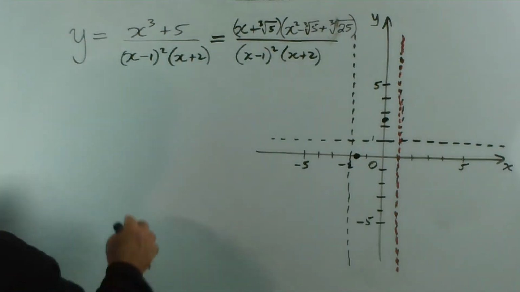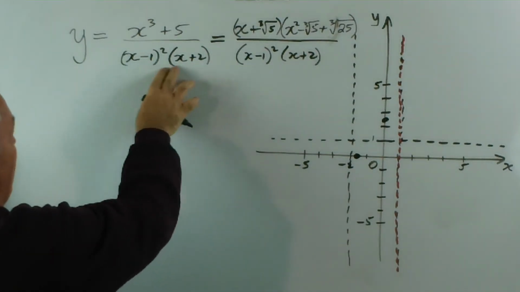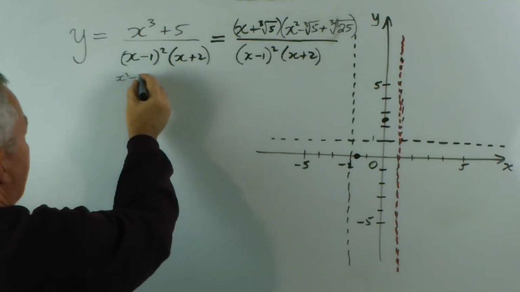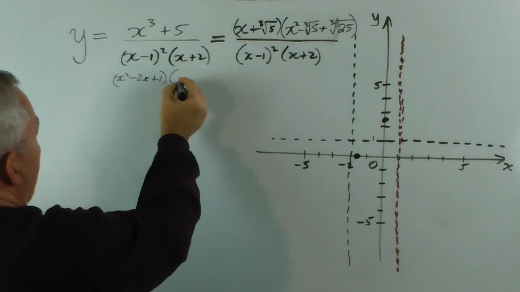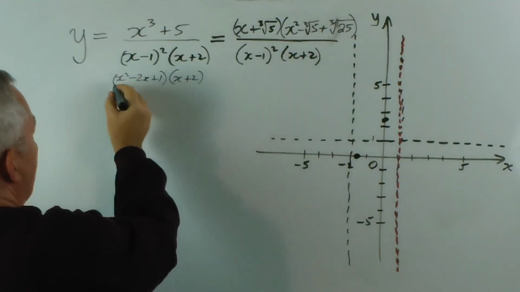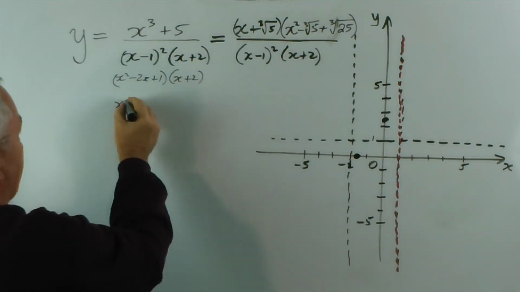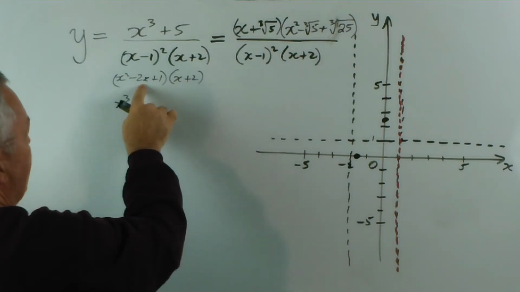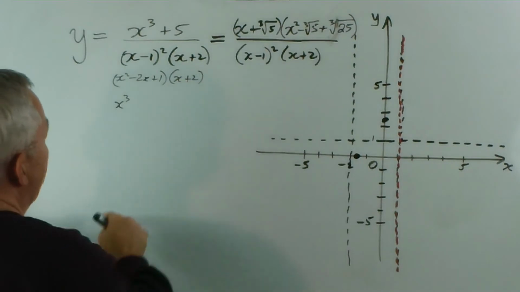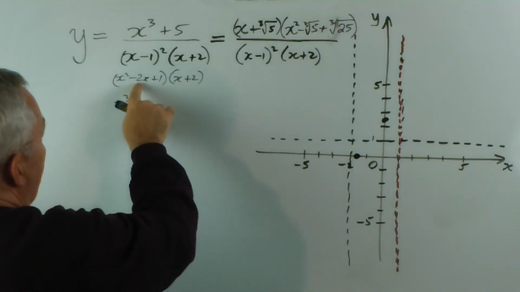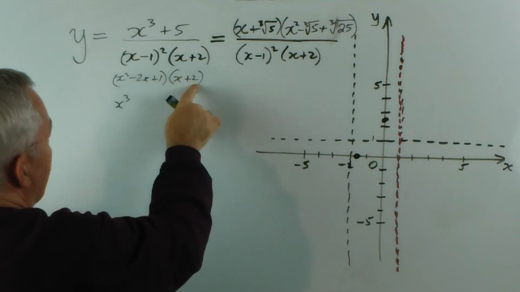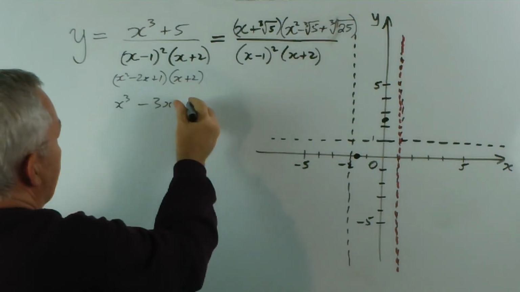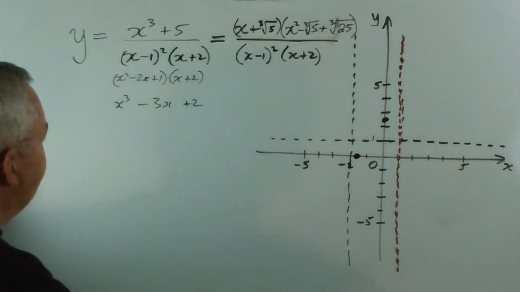Let's do our division. Now to do our division, I need to expand this. This is going to be x squared minus 2x plus 1. This is just x plus 2. Let's multiply that out. This times this will give us x cubed. x squared times 2 will be 2x squared minus 2x squared. Well, that's handy. The x squareds disappear. Then we're going to have minus 2x times 2 is minus 4x, plus 1 is minus 3x, and 1 times 2 is 2. That's what I get.